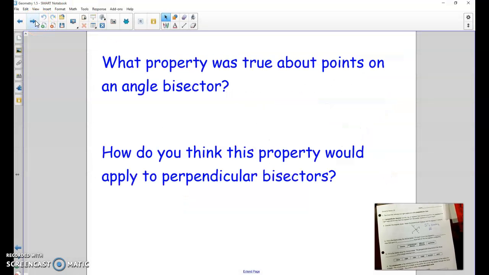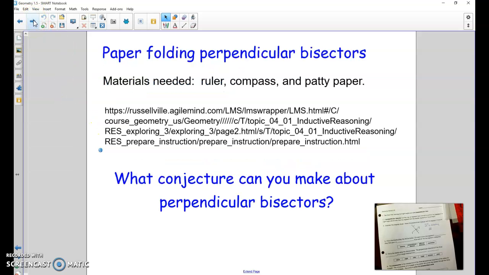So remember, we have been learning the last couple of days what property was true about every point on an angle bisector. Every point on an angle bisector is equidistant, remembering that means equal distance, from both sides of the angle. And that is really important because now we're going to be learning a new property that we're going to be applying to perpendicular bisectors.